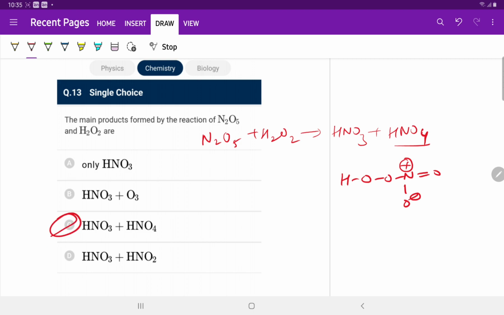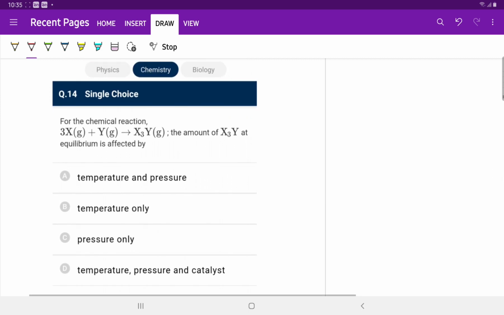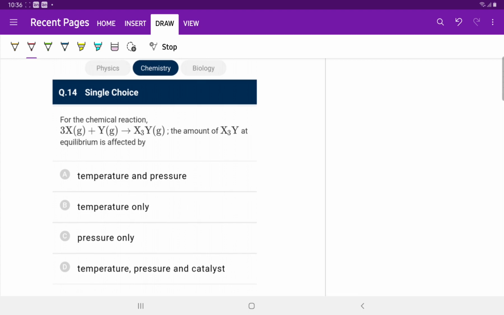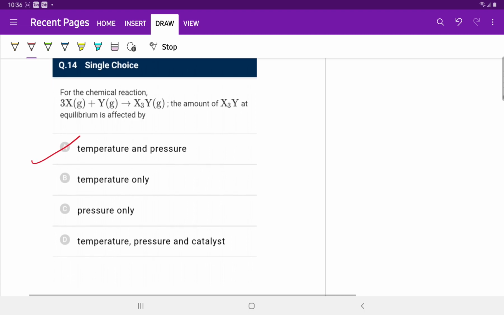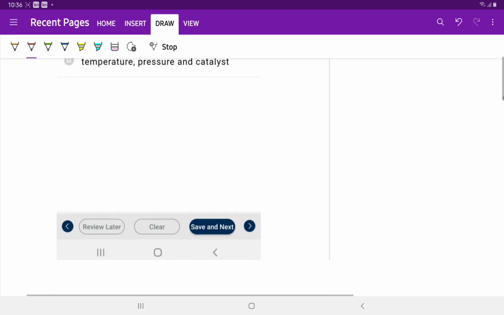HNO4 is peroxynitric acid due to the peroxy linkage. Question number 14. 3X gas plus Y gas gives X3Y gas, the amount of X3Y at equilibrium is affected by temperature and pressure, right? Temperature only, pressure only, no. Temperature, pressure and catalyst, no. Catalyst only makes the forward and backward reactions proceed at the same rate. So A is correct. Temperature changes Kp and pressure will also affect the equilibrium, since all the reactants and products are present in gaseous state.